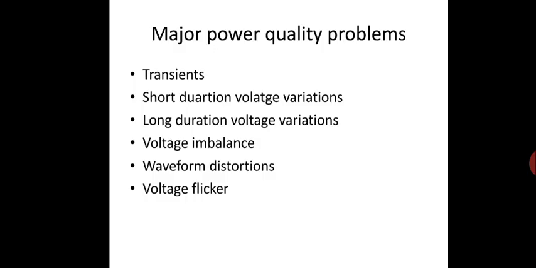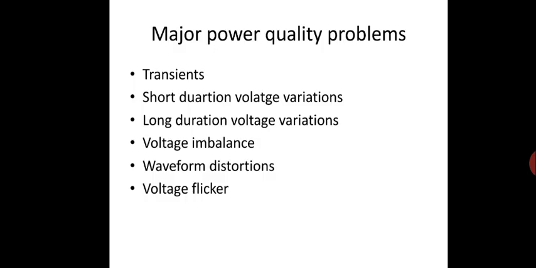Voltage swell is an increase in the voltage for a short duration above 1 pu. 1 pu is the per unit corresponding to 230 volts, that is the standard voltage. So above that, that is 240, 250, 260 volts for a very short duration, is called voltage swell. So these are all short duration voltage variations. And long duration voltage variations are under voltage and over voltage, which come under long duration voltage variations.